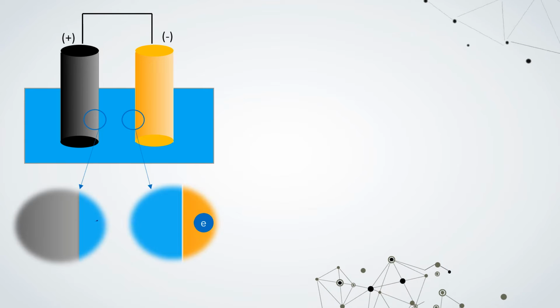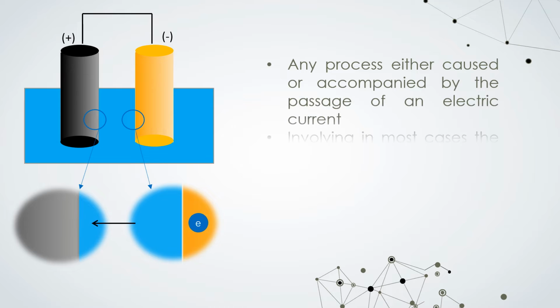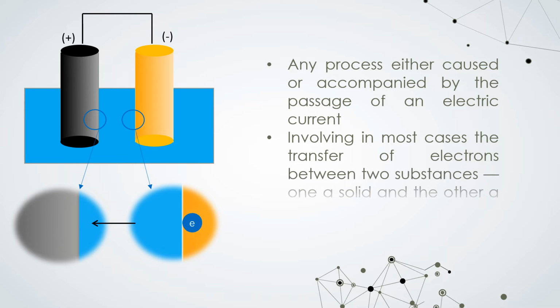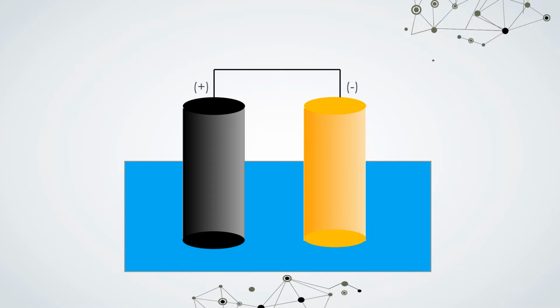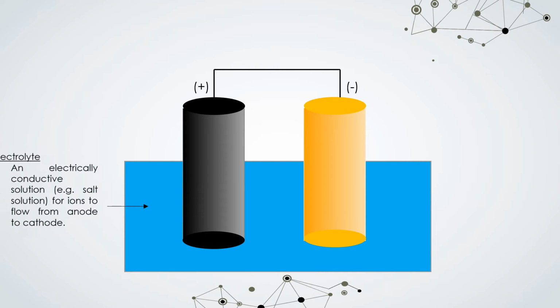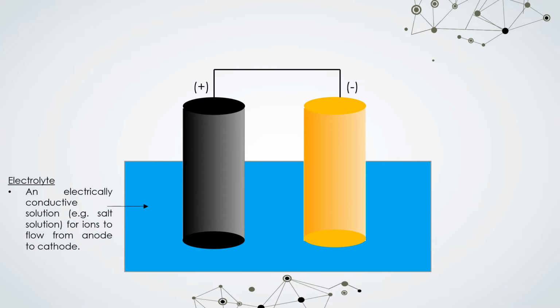An electrochemical reaction is defined as any process either caused or accompanied by the passage of an electric current, and involving in most cases the transfer of electrons between two substances, one a solid and the other a liquid. This is an example of galvanic corrosion. The electrolyte, such as salt solution, is usually an electrically conductive solution for ions to flow from anode to cathode.